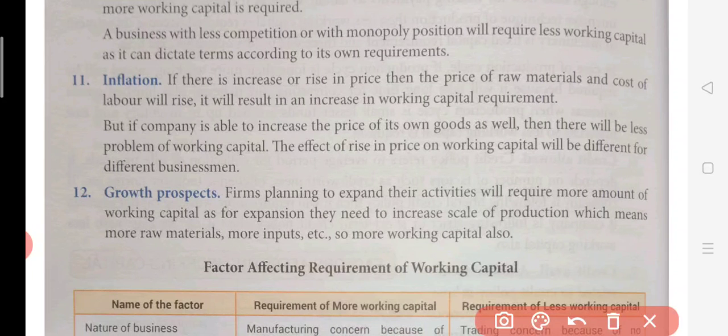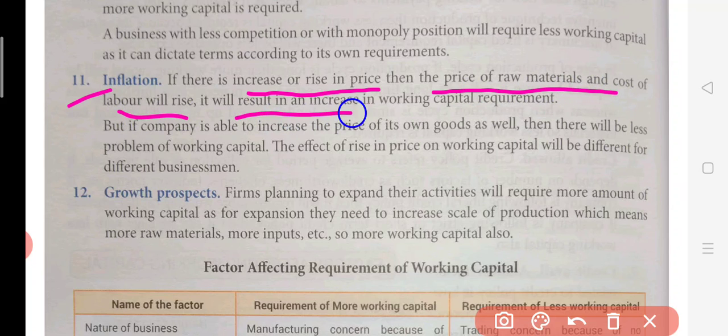What will be the case of inflation? If there is an increase or rise in the price, then the price of raw material and the cost of the labor will rise. It will result in an increase in the working capital requirement. So if the prices of raw material and labor are rising, then definitely more money will be required to make the payments for this labor and this raw material. So here the working capital requirement will be high.